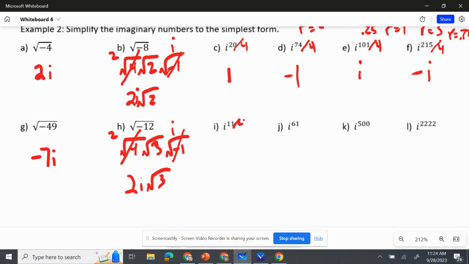11, what we're going to do is divide that by 4, and we get a remainder of 3, or if you're using a calculator, 0.75, so that means it's i to the third, which of course is negative i. If we divide 61 by 4, we're going to get a remainder of 1, or 0.25, which means that it's i. If we divide 500 by 4, it goes in evenly. That means our answer is 1. And if we divide 2,222 by 4, what we get is a remainder of 2, or 0.5, which means that our answer is negative 1.